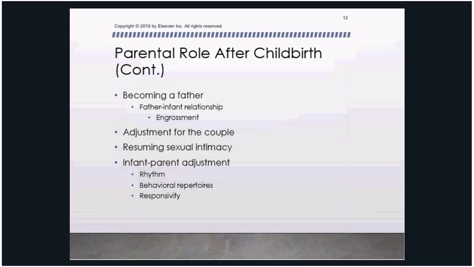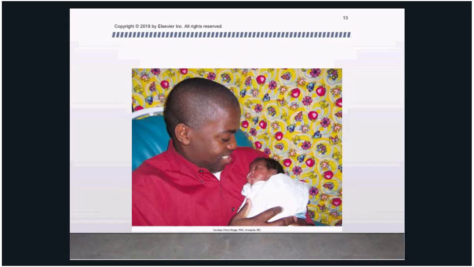So, becoming a father: father-infant relationships, engrossment, and adjustment for the couple. There'll be some adjustment for the couple. Resuming their sexual intimacy is important. And infant-parent adjustment: rhythm, behavioral repertoires, and responsivity.